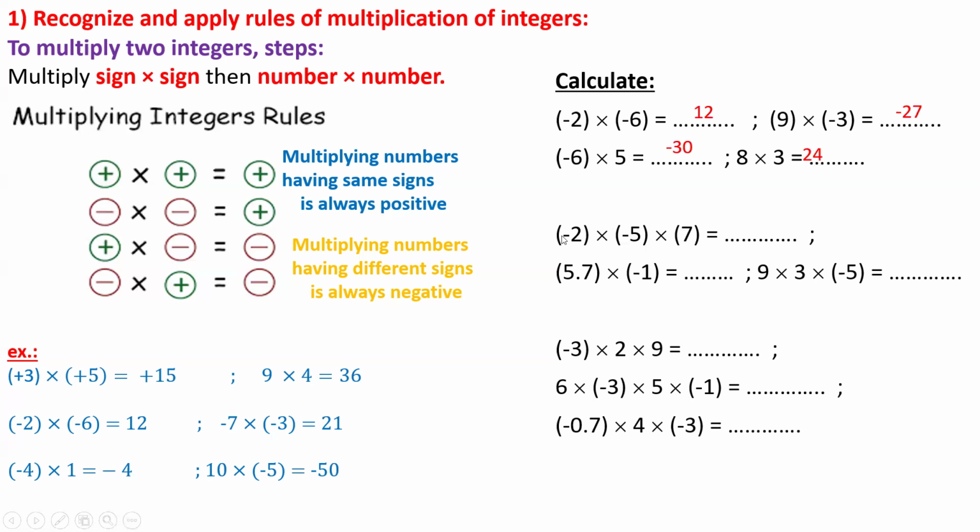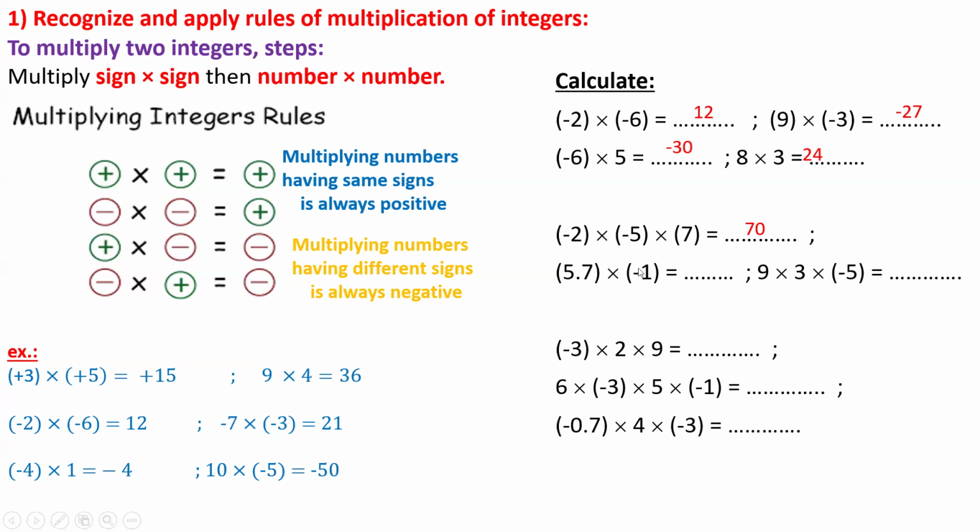Now we have three numbers multiplied together. Negative 2 times negative 5 times 7. It's easier when we multiply many signed numbers together. We say, how many negatives do we have in this expression? We have 1, 2. Is 2 even or odd? It's even. If the number of negatives in the expression is even, my answer should be positive, and we multiply all the numbers. 2 times 5 is 10, times 7 is 70.